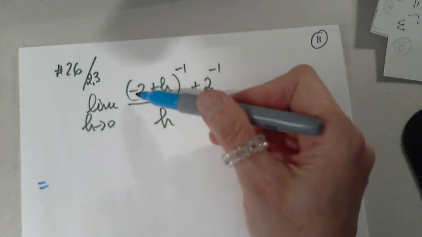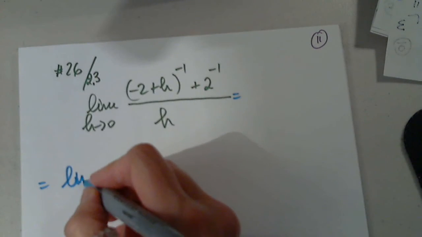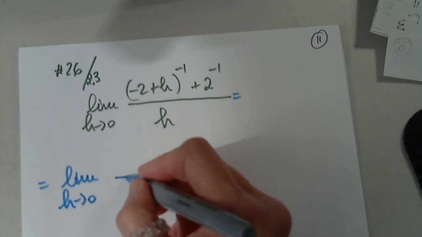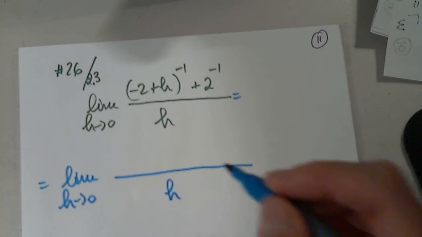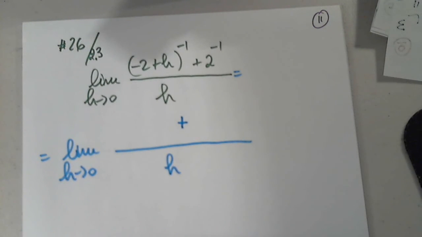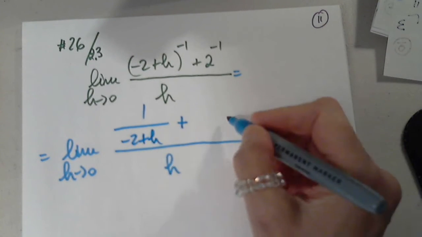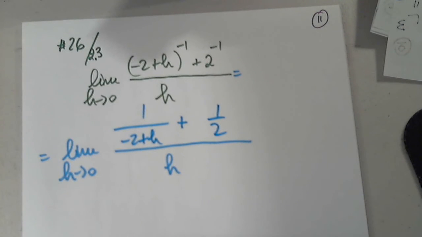Can anyone tell us what this represents? Negative 2 plus x to negative 1. See why I picked this one? 1 over negative 2 plus x. Thank you, thank you, thank you. And 1 over 2. This is the key. Great job, thank you.